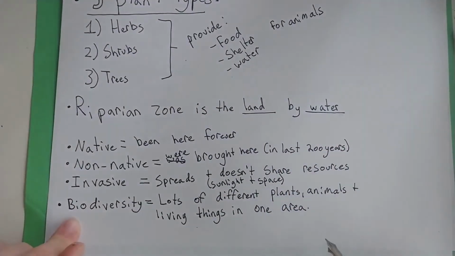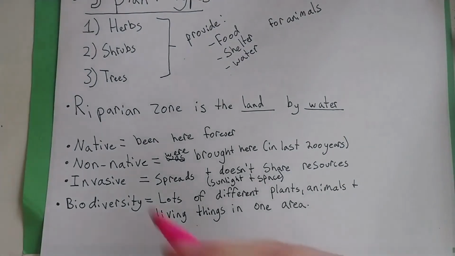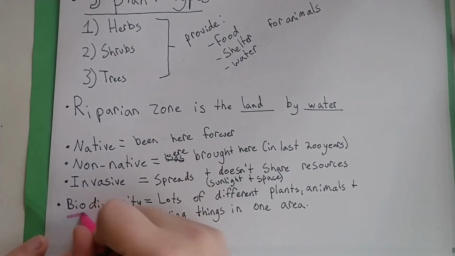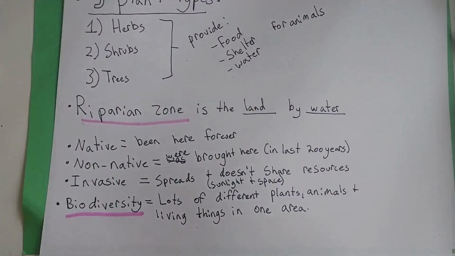And biodiversity. This is a really, really important word. This is the one I want you to take away the most, so much so I'm going to underline it. Also underline riparian zone. So biodiversity is a lot of different plants and animals and living things all in one area.